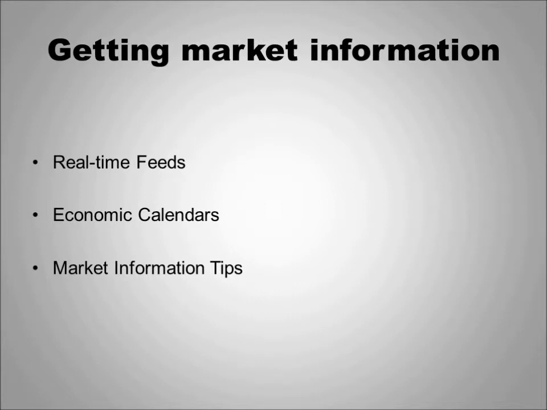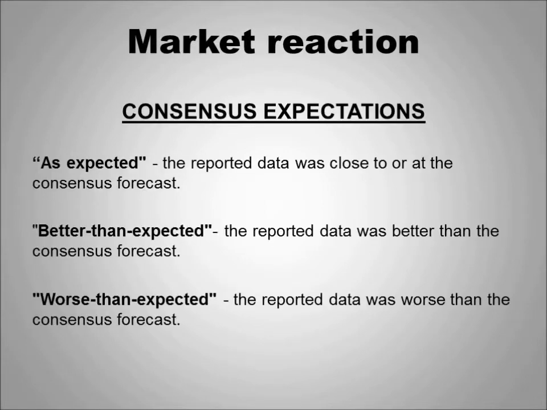Okay, so let's talk about market reaction. It works like this. There are three ways to analyze a market reaction. There's as expected, meaning the predictions are correct. Better than expected, meaning the information that was expected is better. And then worse than expected, meaning the prediction that was made before and then after, well, the information was worse. So that can also give us some information as to where the market will head in the future.